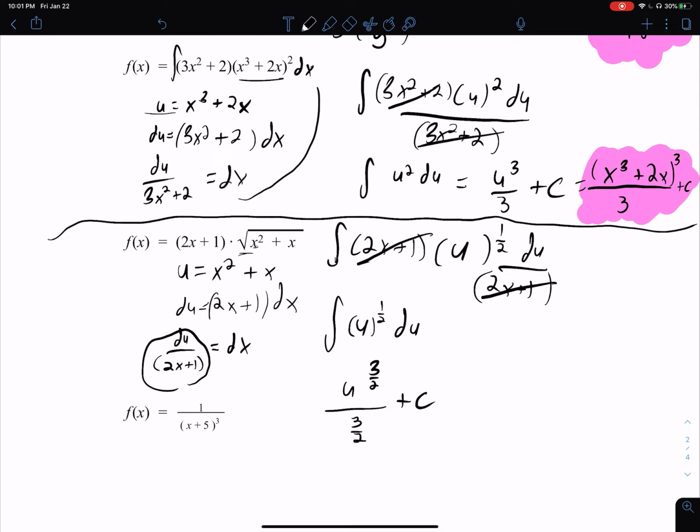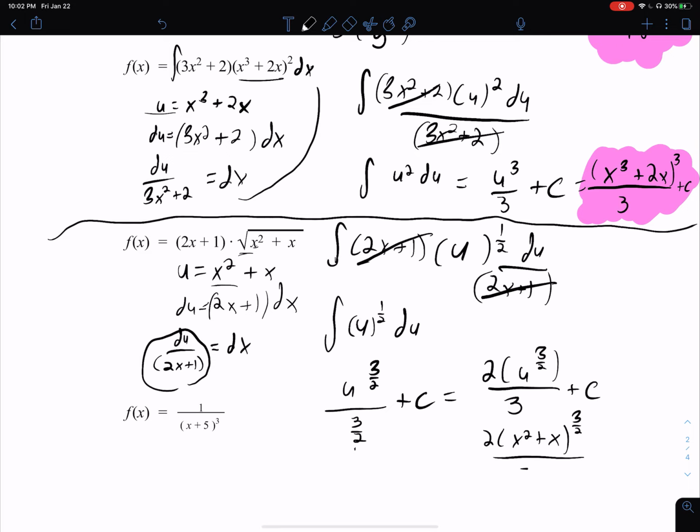And then if you have a fraction in the denominator like this, you multiply the numerator by this denominator. So you'll have 2 u to the 3 over 2 over that. Okay. And then you can plug in your u, which is that. It's x squared plus x. So you get 2 times x squared plus x to the 3 over 2, over 3, plus c.